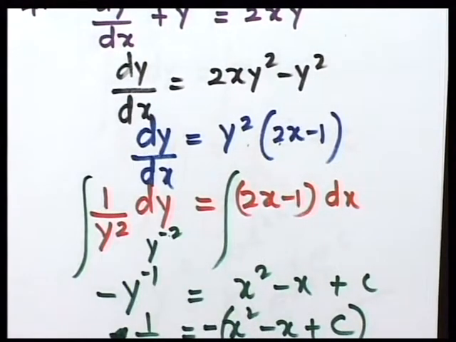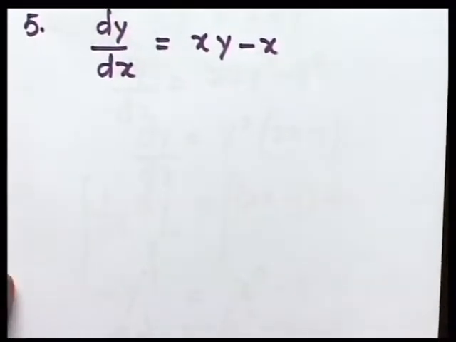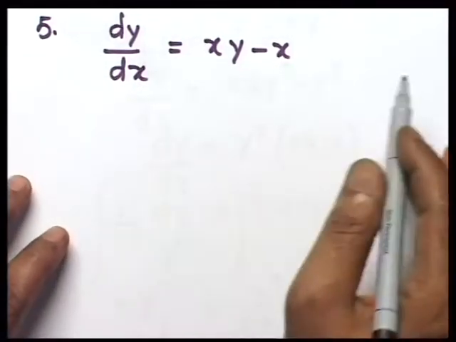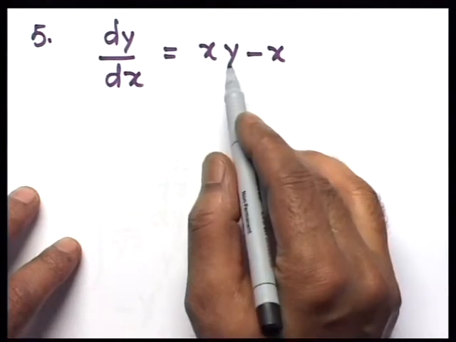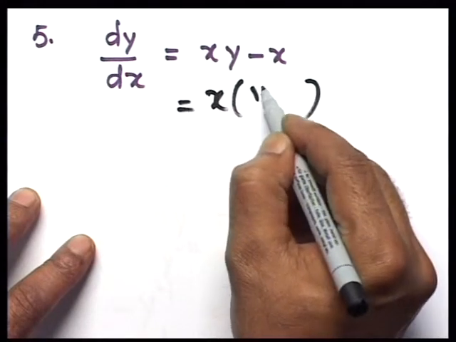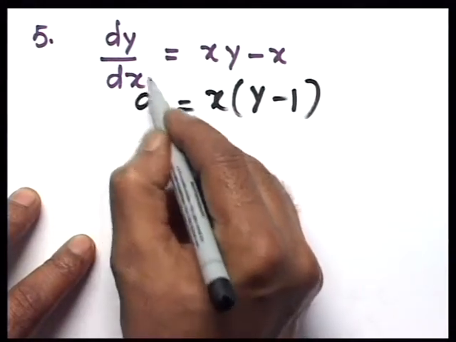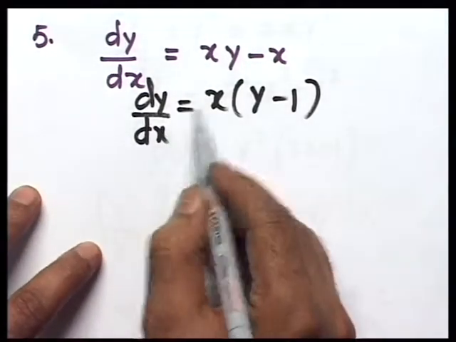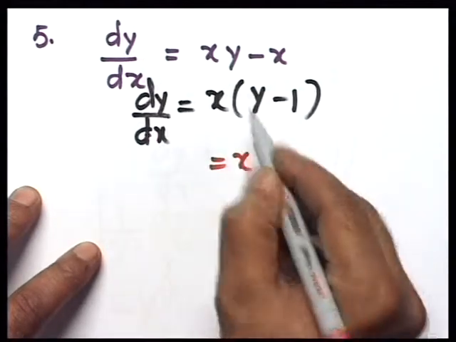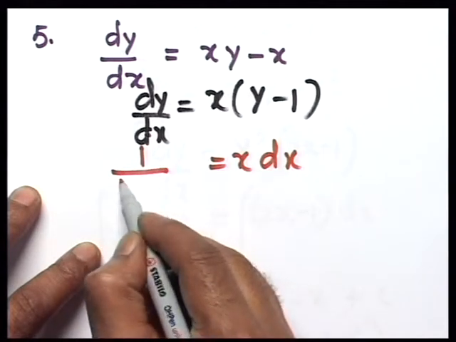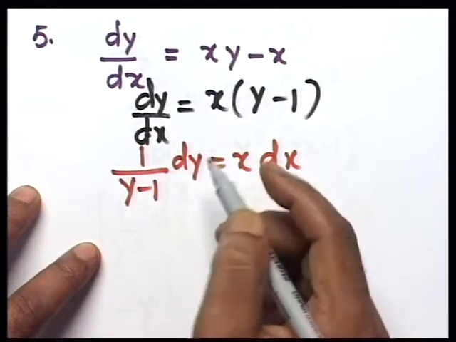Question 5, try this, please. Copy that down first and solve it and see what you get. dy over dx equals xy minus x. Separation, shall we take x common there? We get y minus 1, agreed? And left hand side dy over dx. It's easy now, so keep the x there, dx will move, and move the y minus 1 to the left hand side, so it's 1 over y minus 1 and dy.